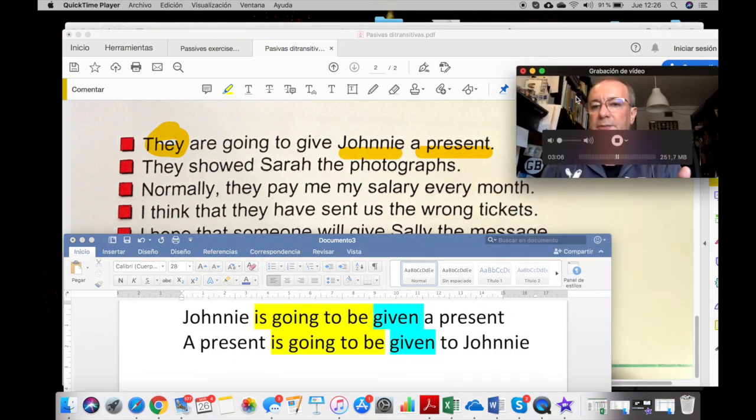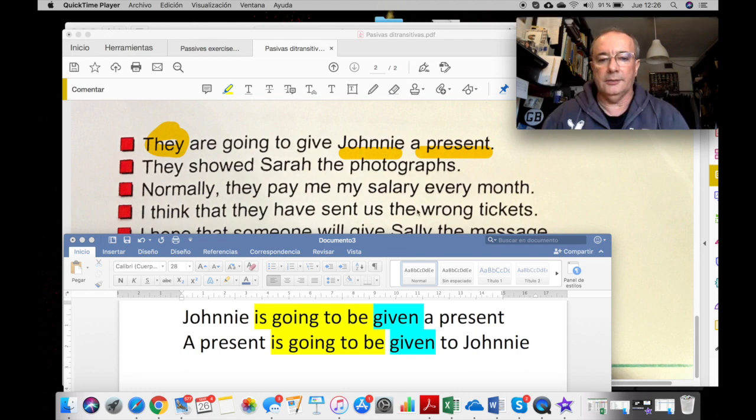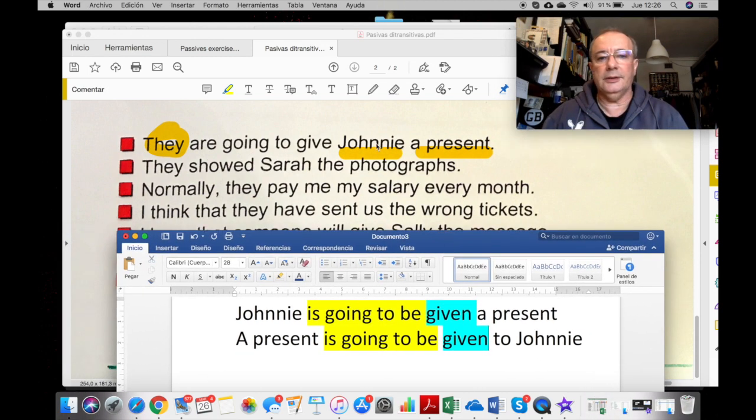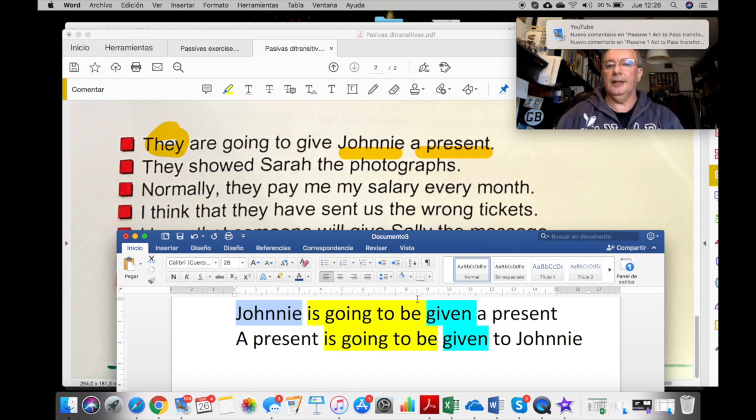Okay, so we got there. They are going to give Johnny a present. So here you have the two possible transformations. First one is Johnny is going to be given a present. Okay, this is the typical transformation. I'm going to give becomes is going to be, right? That's the first step for the transformation.